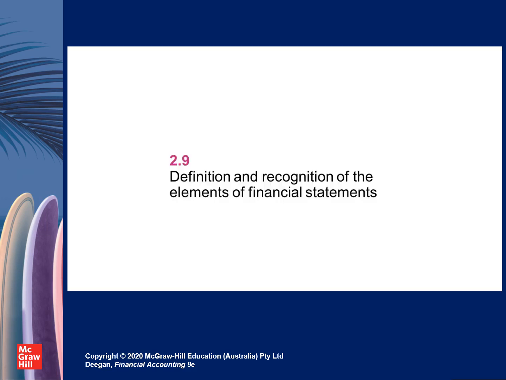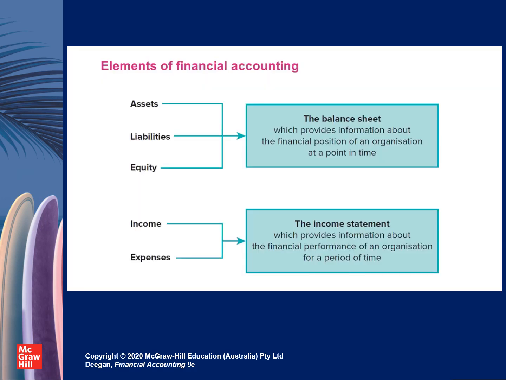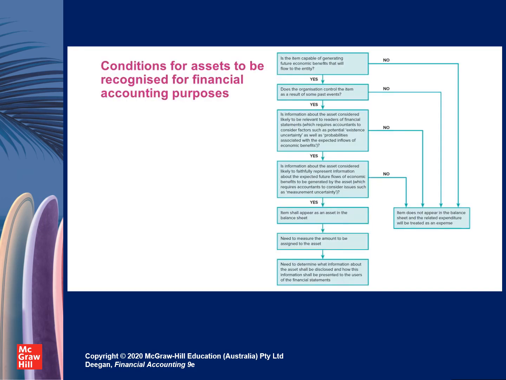Now, once we've defined the qualitative characteristics, the conceptual framework says, well, what do we actually report? What are the elements? And as we should know by this stage of our education, the elements are assets, liabilities, expenses, income, and equity. And the conceptual framework provides definitions and also recognition criteria. So we need to know the definitions. So for something to be recognised, it must satisfy the definition of the respective element, and it should satisfy additional recognition criteria.